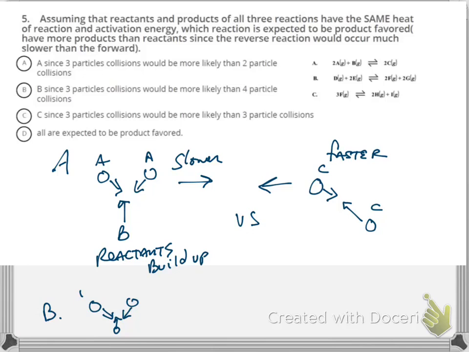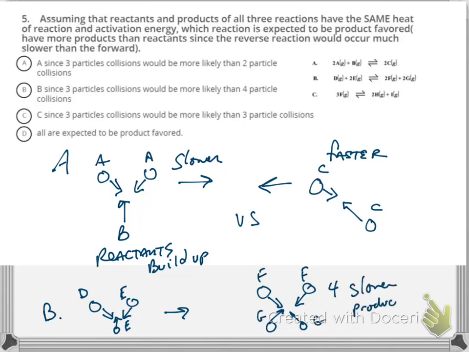While B has the opposite case. We have 3 particles needing to collide in the reactants to form products. But in the products, we have 4 particles required. So this is going to be much less likely. The 4 particles collision is going to be much slower. And in that case, if the 4 particles, which are the products, are slower to react, then that would result in a net buildup of products. And so we would expect this to be product favored, given that the reverse direction happens so much slower.